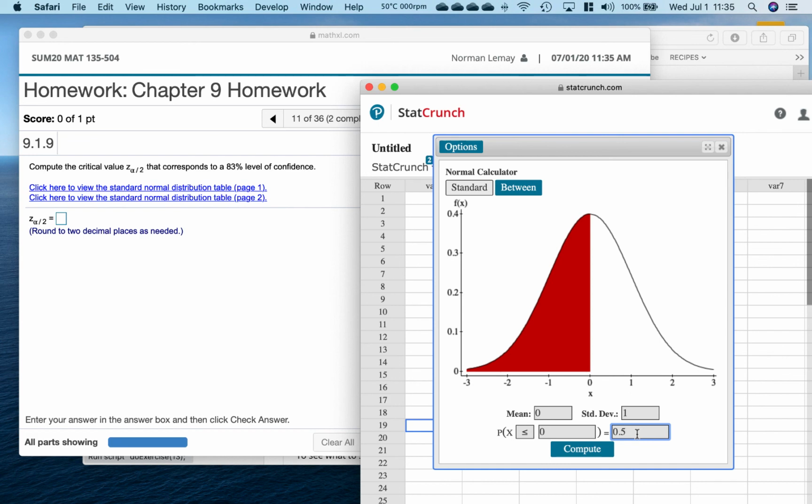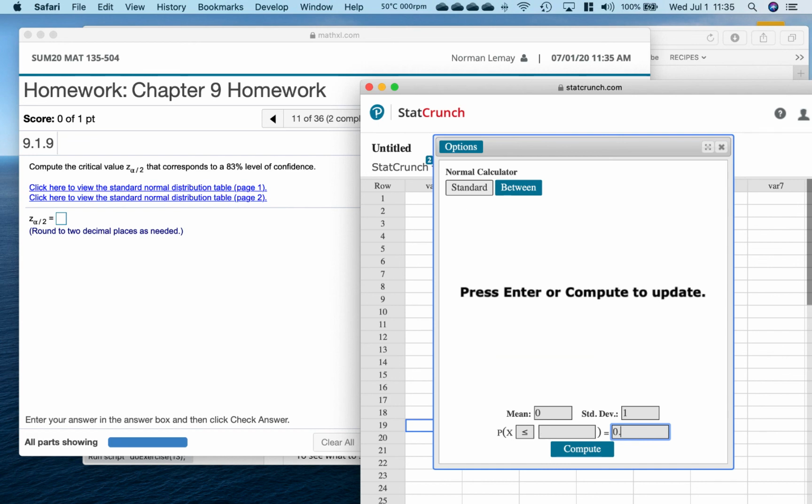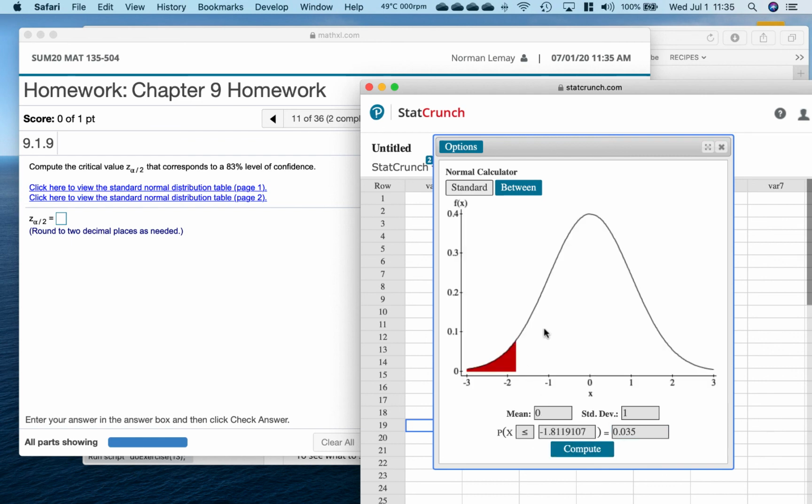I will change this to having an area of 0.035, and I'm going to use the left tail as discussed in the video. Notice this comes up and tells us we have 1.81. You normally have to round these to 2 decimal places. I just wanted to throw this one in for extra credit. So this is how we compute critical values using StatCrunch. All right, I hope this video helps.